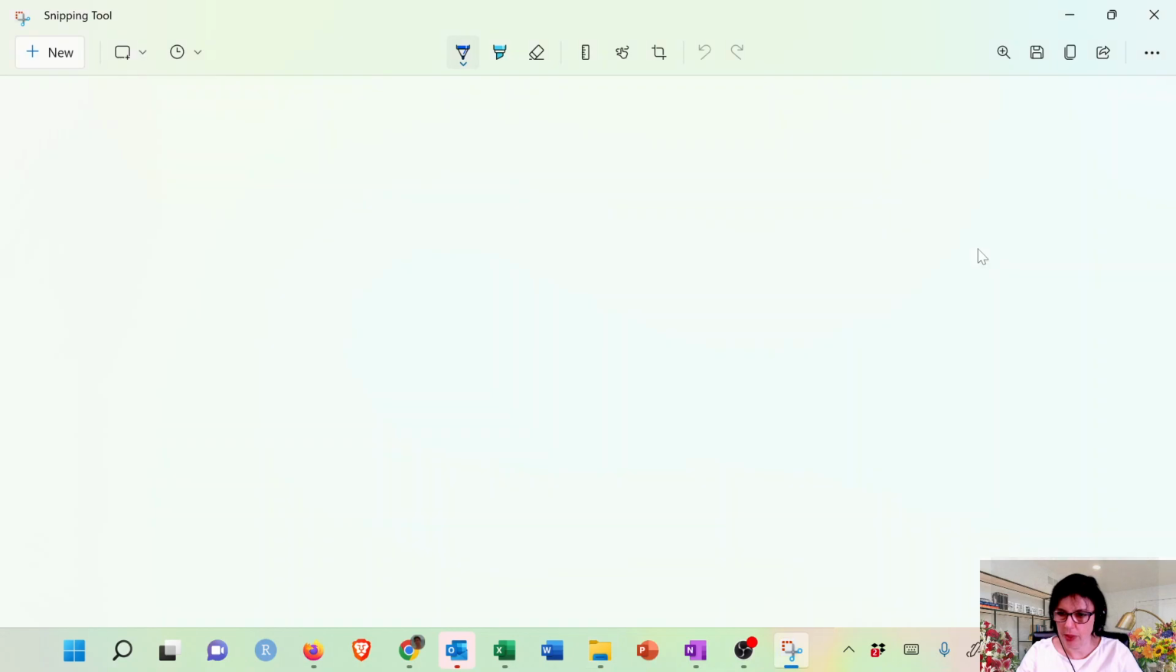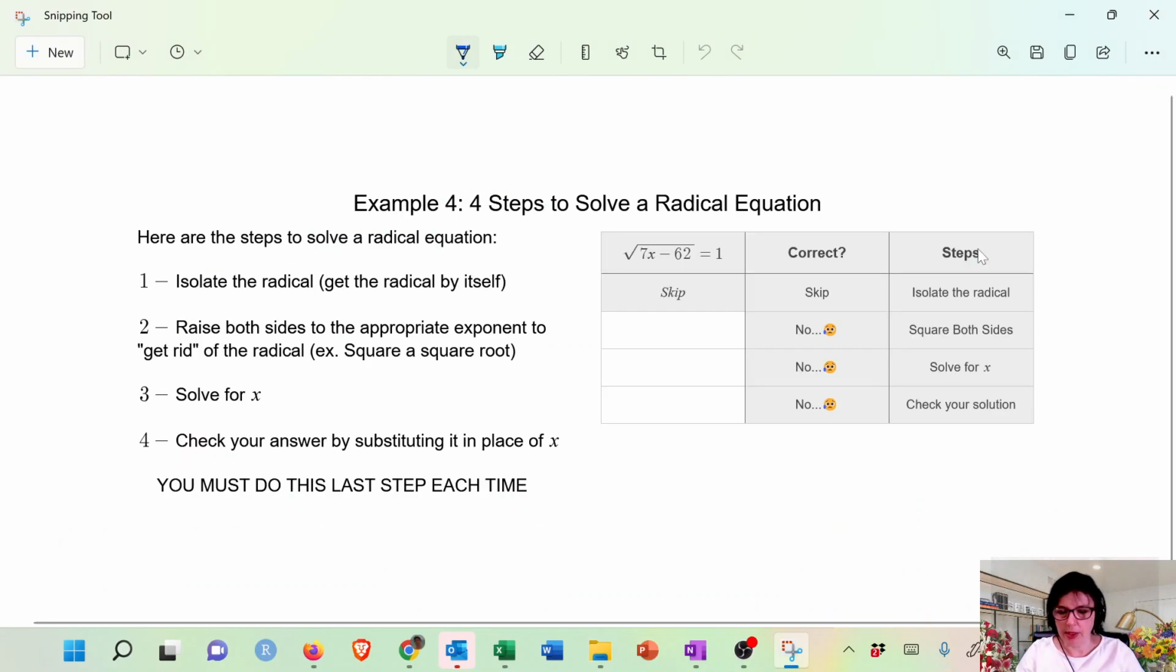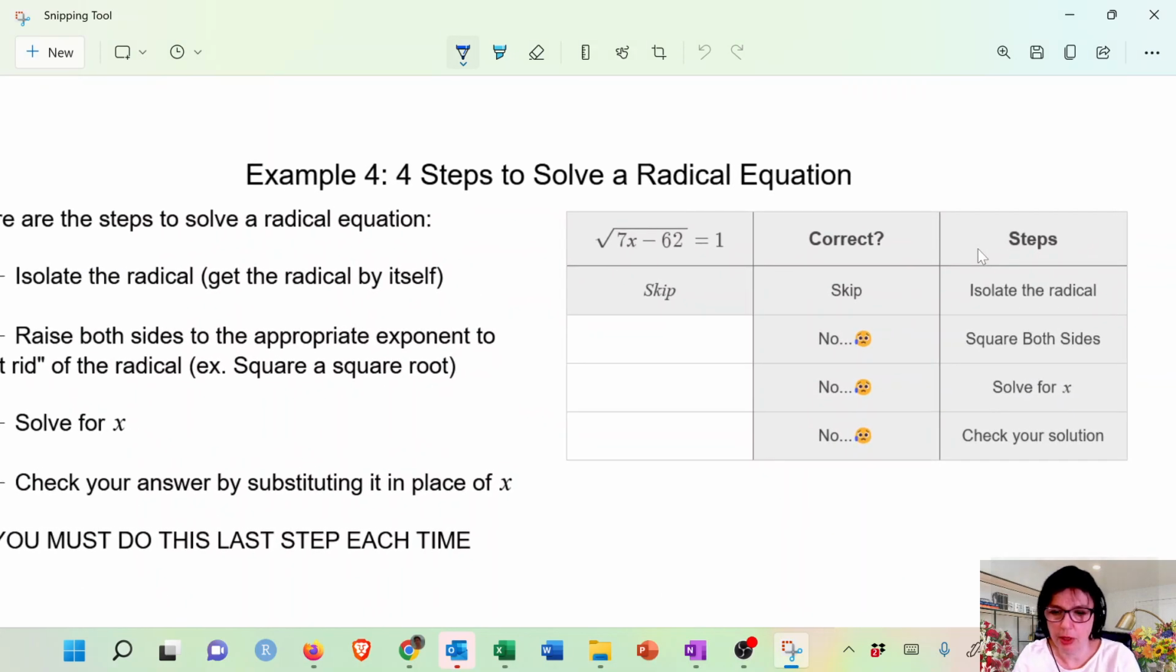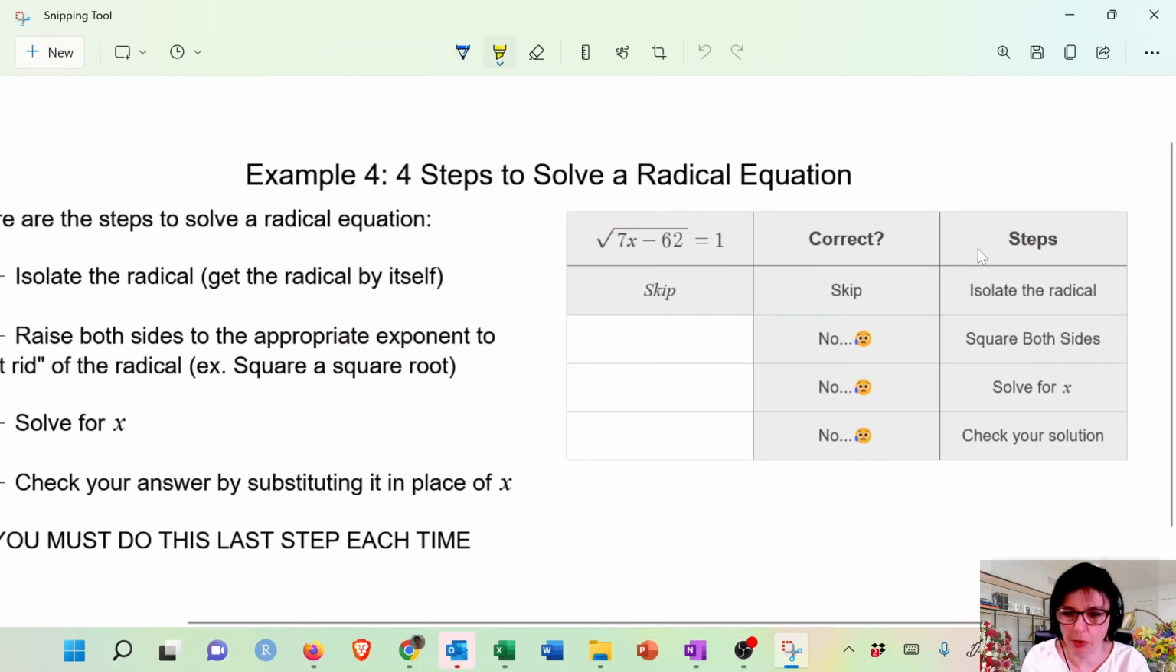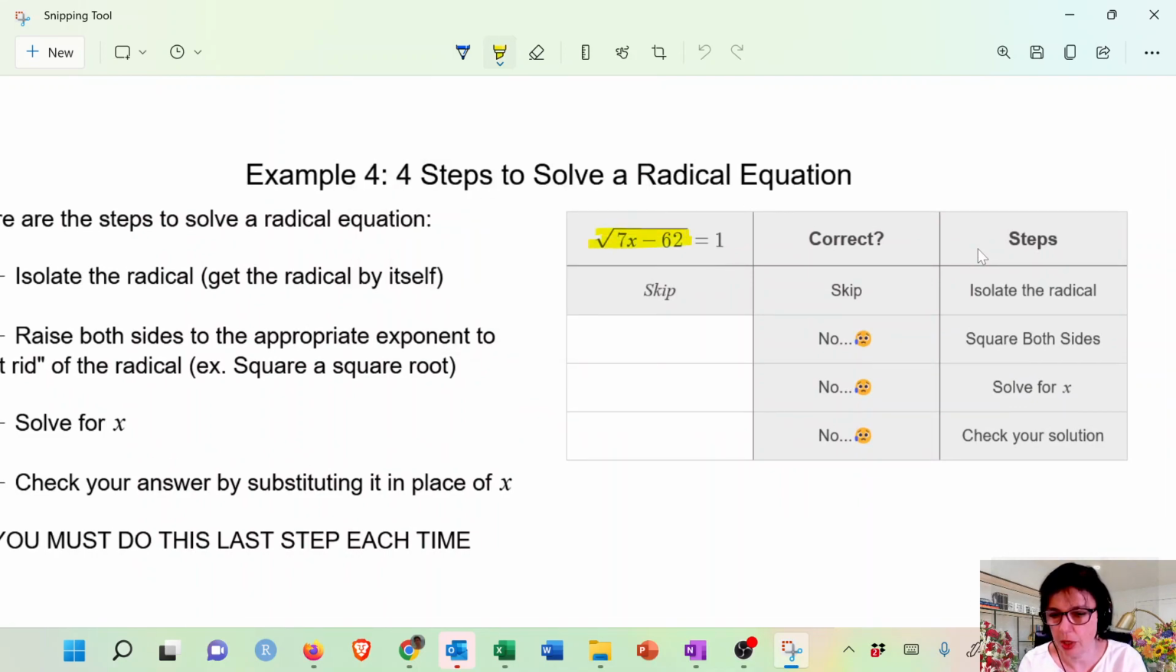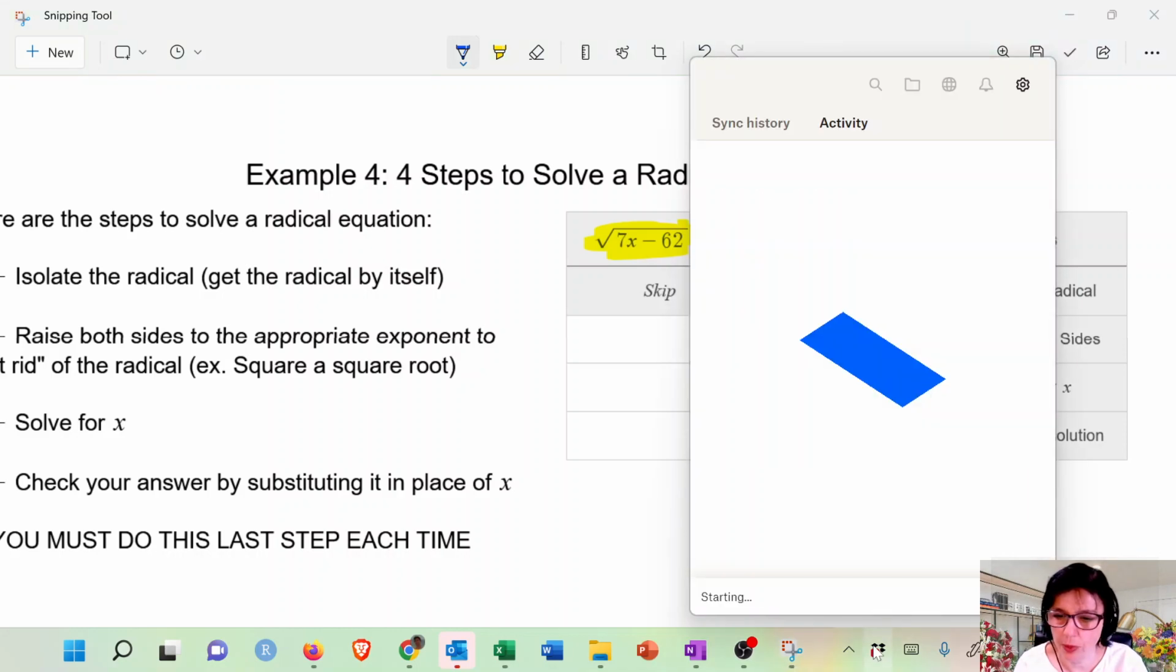So let's take a look at example 4. In this example, the first step is already done for you because the radical is already isolated. You can see that the radical is on one side and everything else is on the other side. So that step we can skip. Now the next step is to get rid of the radical by squaring. So just remember, to kill the radical, we square.